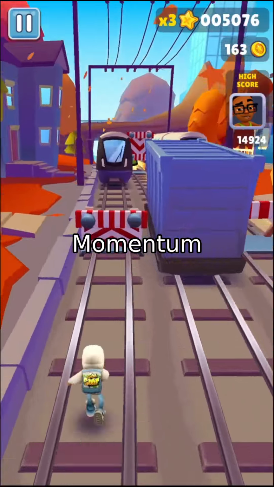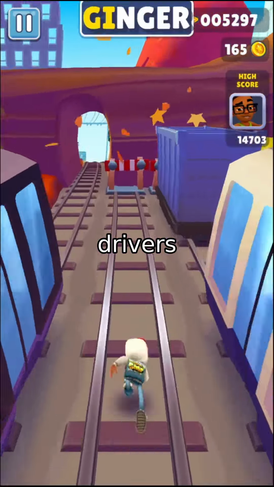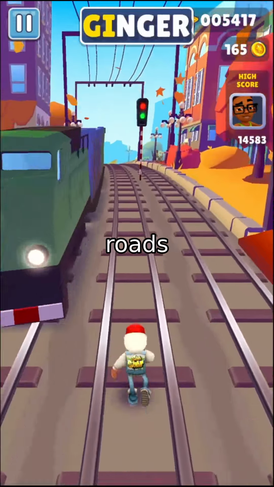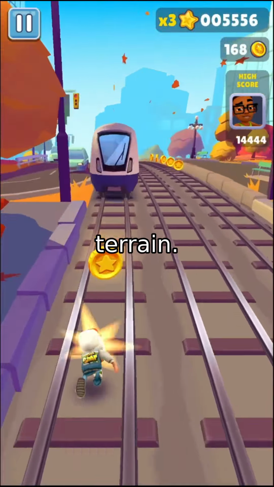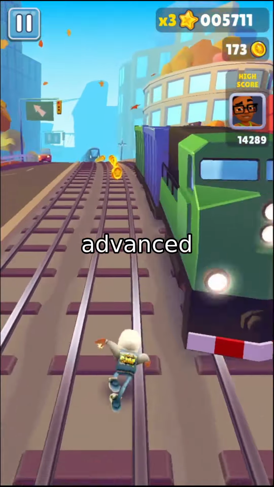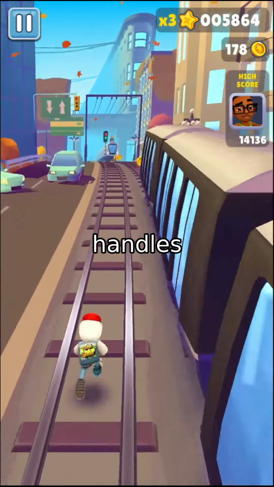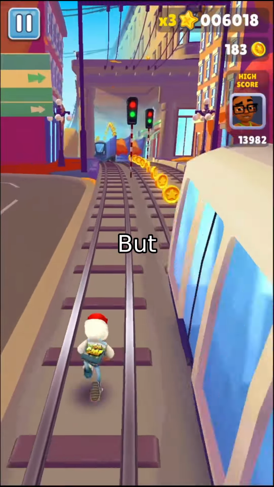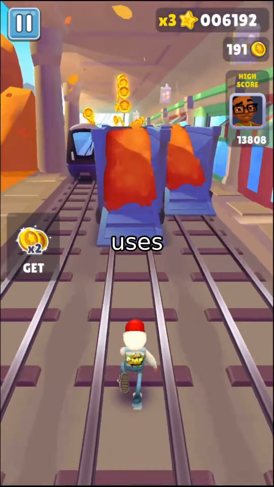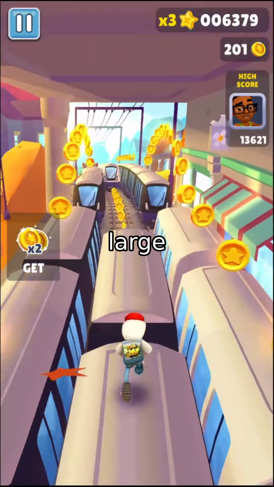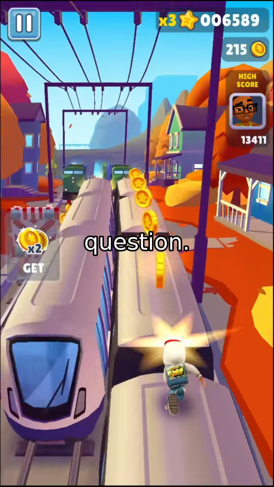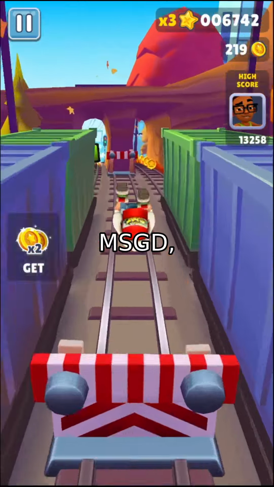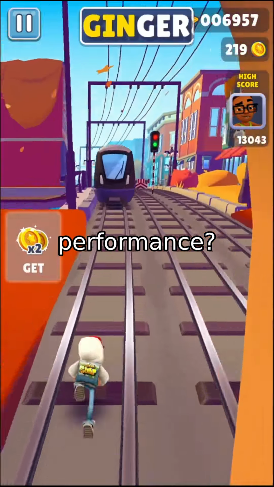This wild behavior, called a heavy-tailed distribution, messes up the training process. Traditional optimizers like Momentum SGD, mSGD, are like drivers without GPS. They work fine on straight roads but get lost in complex terrain. That's why most researchers rely on a more advanced optimizer called AdamW, which handles these wild gradients better. But AdamW has a downside. It uses more memory, which is a problem when building super large models. So here's the big question. Can we train Transformers with mSGD, the simpler optimizer, without sacrificing performance?